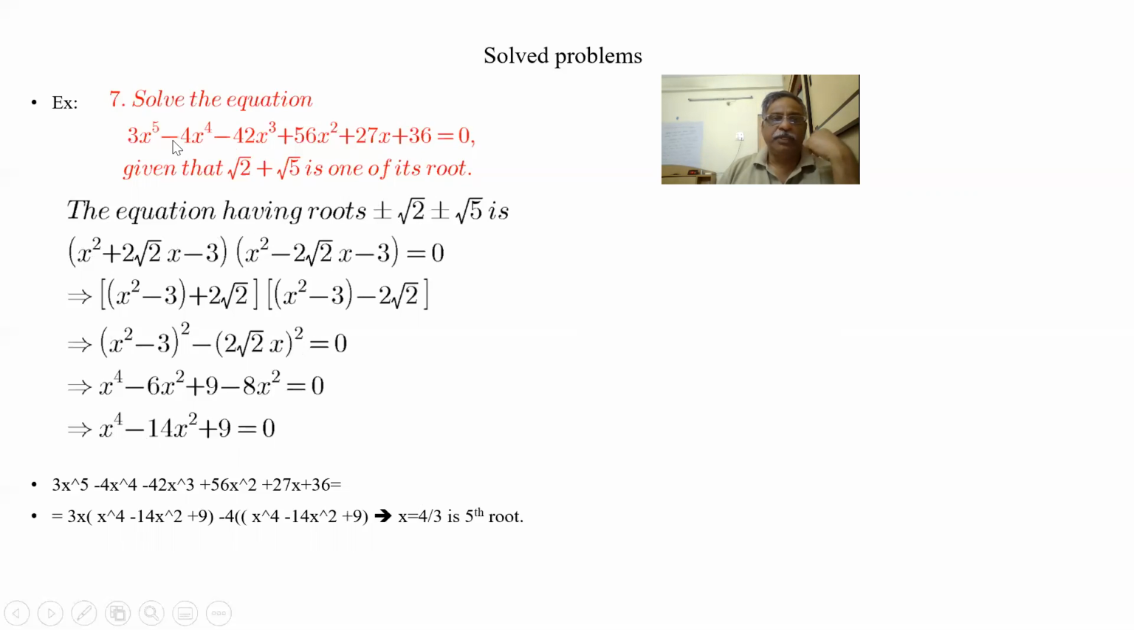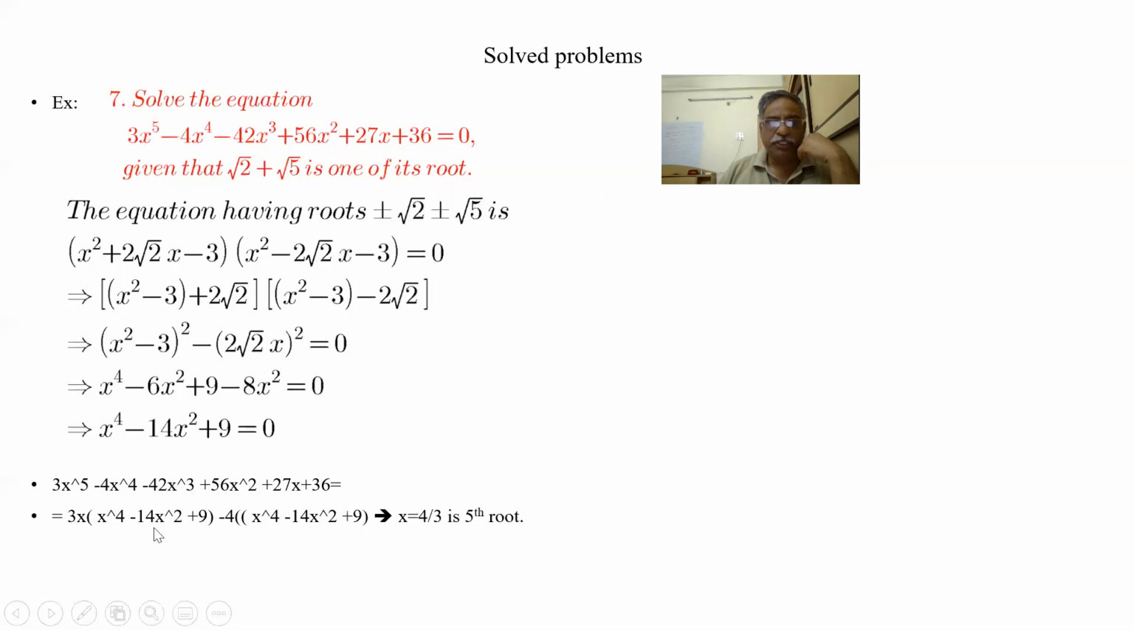So with this equation, if I take 3x out here, x to the power of 4 minus 14x square plus 9. I've taken 3x, so this is 9. So 27x will become 9. So between these three terms, if I take x out, x to the 4 minus 14x square plus 9. Again, these three terms I take 4 out, x to the 4 minus 14x square plus 9. So this is common term. This is what we got from these four roots.